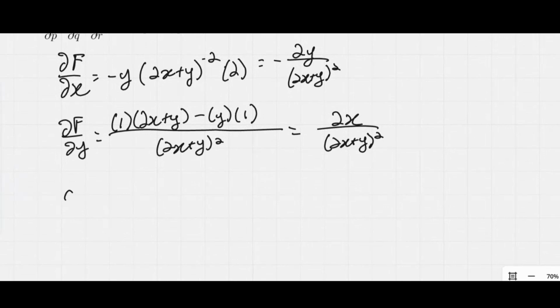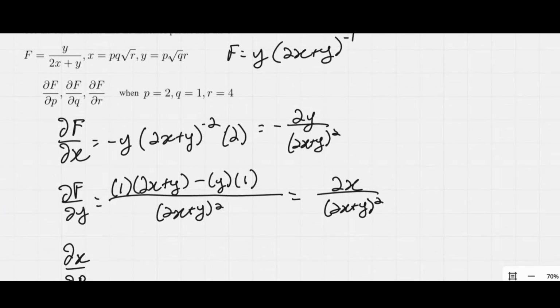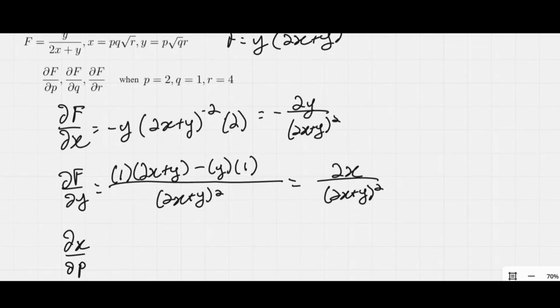And so the partial of x with respect to p, I'm just going to remind ourselves of what that expression looks like. We have x is equal to pq times root r. And so what we're going to have is the partial of x with respect to p is going to be q root r. The partial of x with respect to q is going to be p root r.